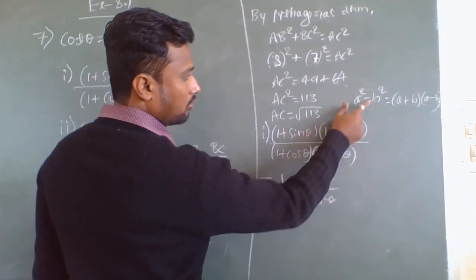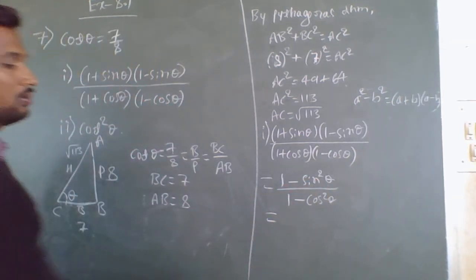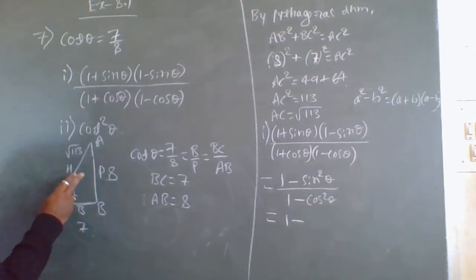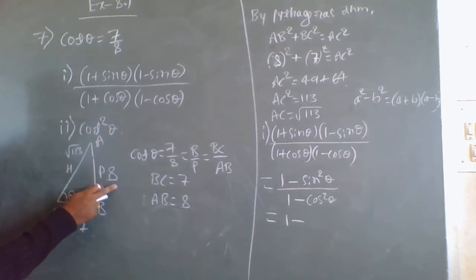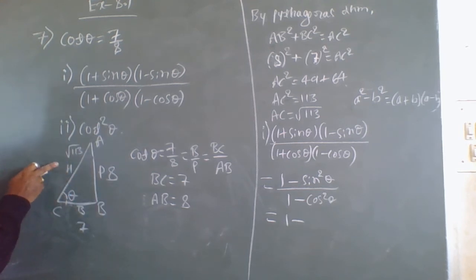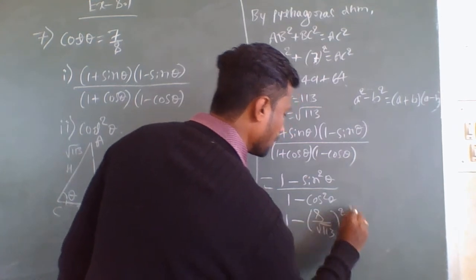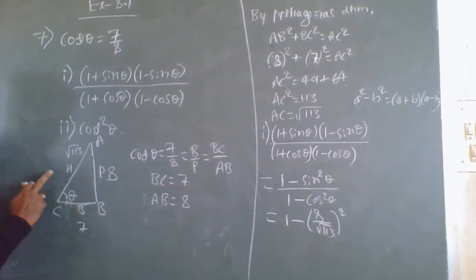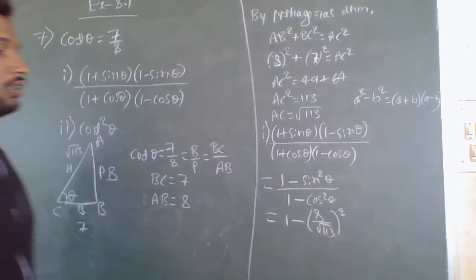So we will convert these values into a square minus b square. So now we will write 1 minus sin square theta value. What is sin theta here? Sin theta is perpendicular by hypotenuse. The length of the perpendicular is 8 and the hypotenuse is square root of 113. So we get 1 minus 8 by square root of 113 whole square.